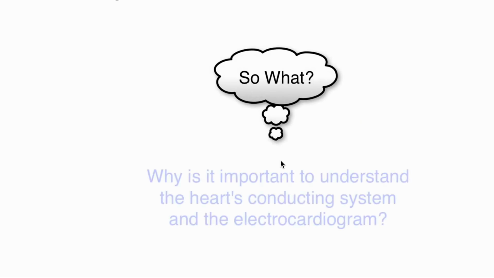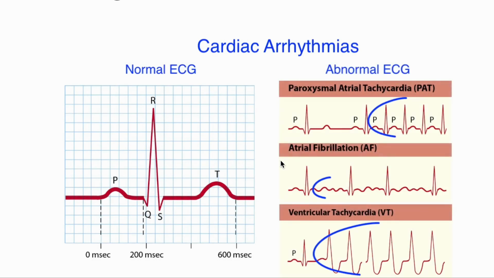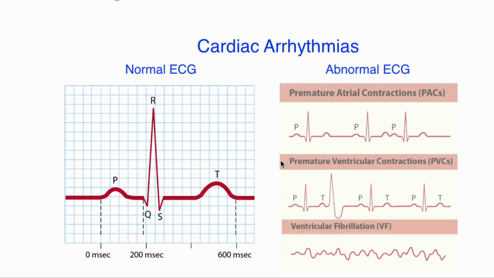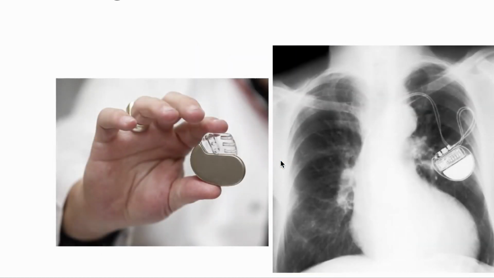So what? Why is it important to understand the heart's conducting system and the electrocardiogram? Well, this knowledge is crucial to detecting and diagnosing cardiac arrhythmias, abnormal patterns of the heart's electrical activity. Cardiac arrhythmias can be caused by drugs and hormones, a heart attack, or for unknown reasons, and can range from temporary and relatively mild conditions, such as premature contractions of the atria or ventricles, to life-threatening, as in ventricular fibrillation, when the ventricles quiver and are unable to eject blood. Many other cardiac arrhythmias are possible, and treatments range from medications to the surgical implantation of an artificial pacemaker to regulate heart rate.